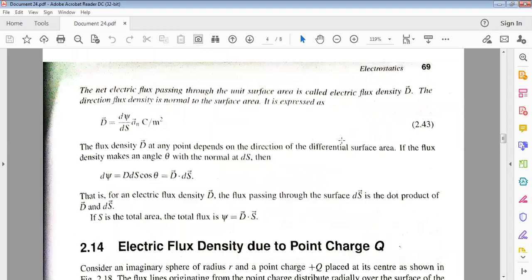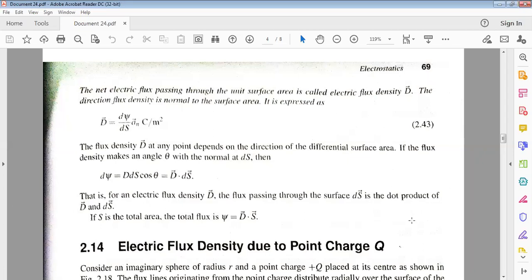With some inclination angle, that is represented with cos theta. For an electric flux density D, the flux is passing through the surface area ds. That's why d psi equals D into ds cos theta, or simply the dot product of D and ds.